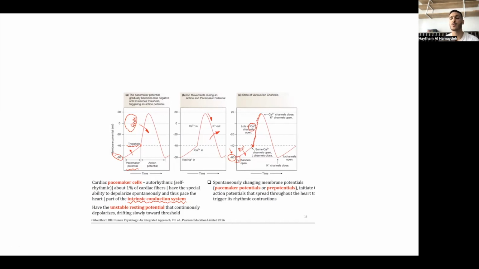Now, when the threshold is reached, calcium (Ca2 plus) is taken in from the environment and causes the release of calcium from the sarcoplasmic reticulum. This increases until it reaches this point. Now calcium channels close, K plus channels open to cause repolarization. And then IF channels open.